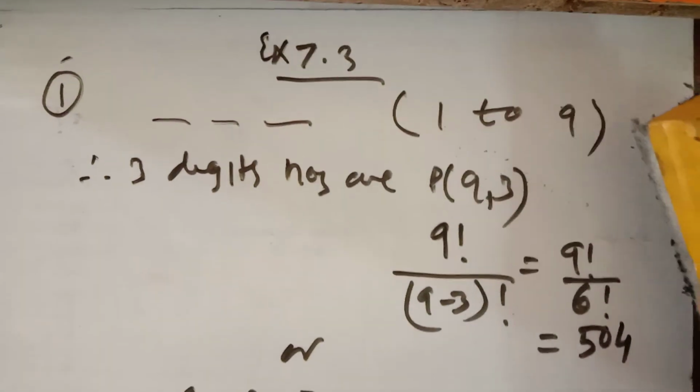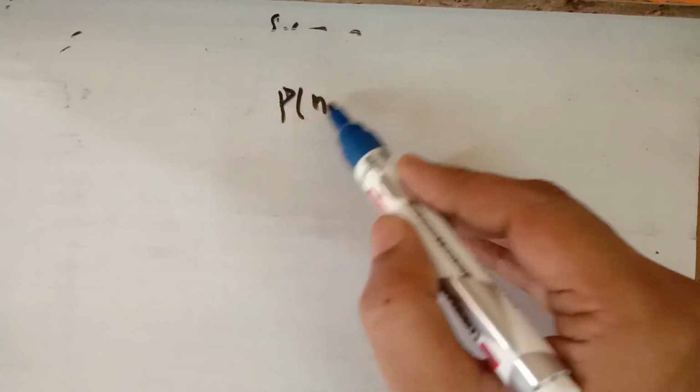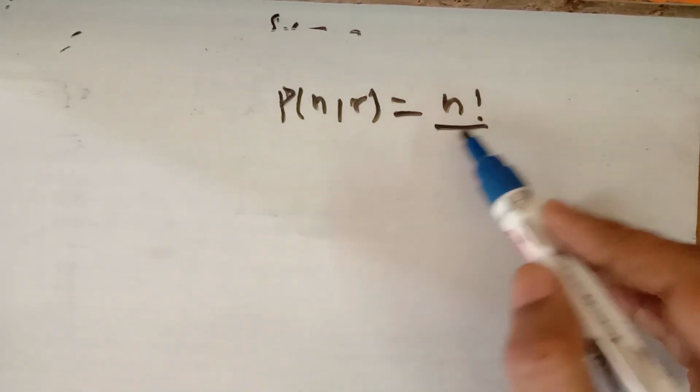But when the repetition is allowed, you cannot use the permutation formula, because in that case you have to use the fundamental principle of counting, because permutation is the arrangement without repetition. So whenever there is an arrangement without repetition, then you can use permutation. Out of n things, if r things are to be arranged, then the permutation is nPr, and its formula is n factorial upon n minus r factorial, whenever the repetition is not allowed.